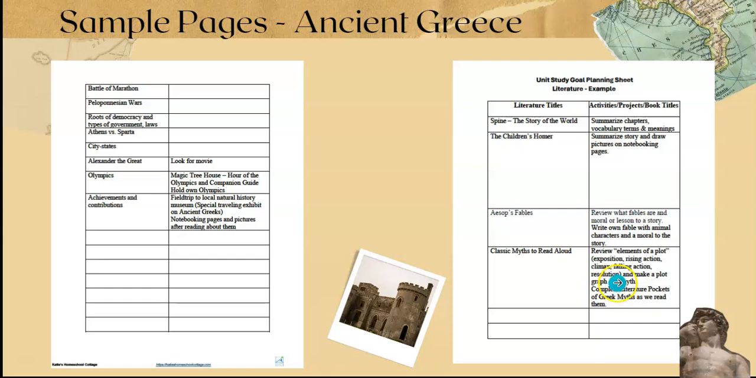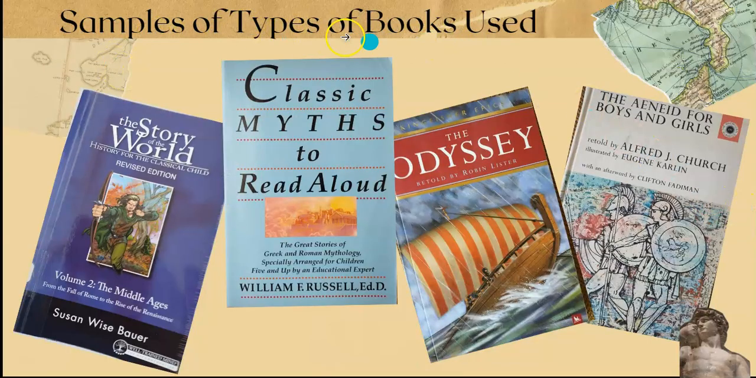We didn't just do reading. So you can do as much or as little as you want. And then here are some samples of the types of books we used. And as I said, we used a spine. This is a copy of the Story of the World, and there are different time periods. And I would recommend this if your children would love to just listen to history as a story.